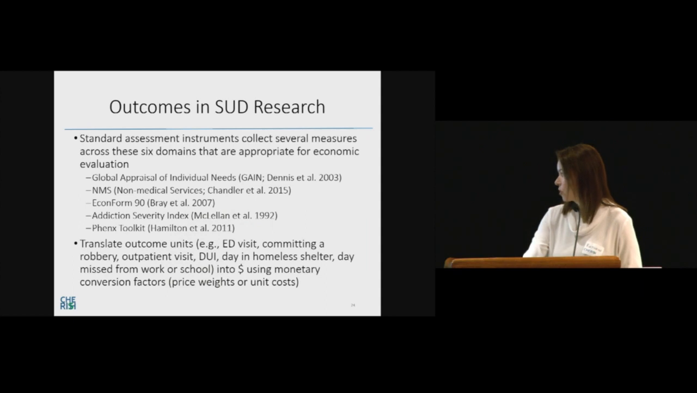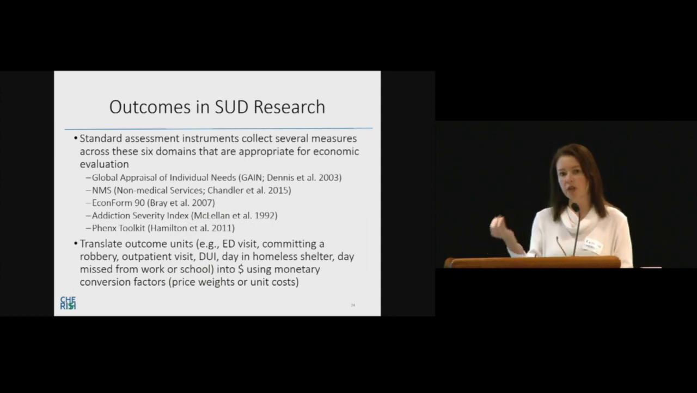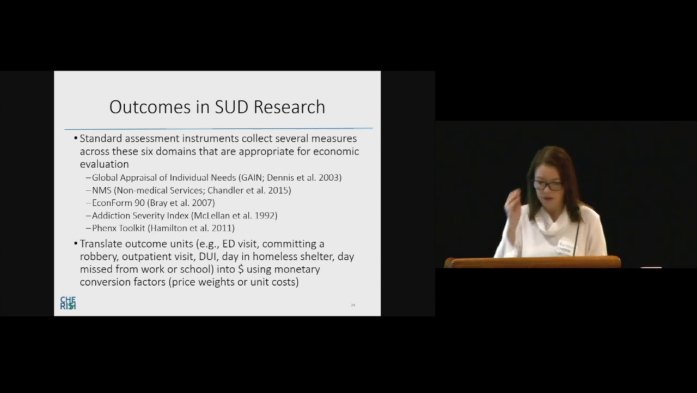Within each of these domains, there are a whole number of different measures that are asked, and we have to figure out which ones we can actually monetize. Some examples of assessment instruments used in this area, which many of you may be very familiar with, are the GAIN, the Global Appraisal of Individual Needs, the Non-Medical Services, the Econ Form 90, the Addiction Severity Index, which goes back a ways, and the Phoenix Toolkit, which is one of the products coming out of NIDA's interest in data harmonization. They got all the experts together and said, let's come up with the whole list of measures that we want to encourage people to use when doing substance use disorder research. The Phoenix Toolkit actually has a number of potential economic outcomes in there.